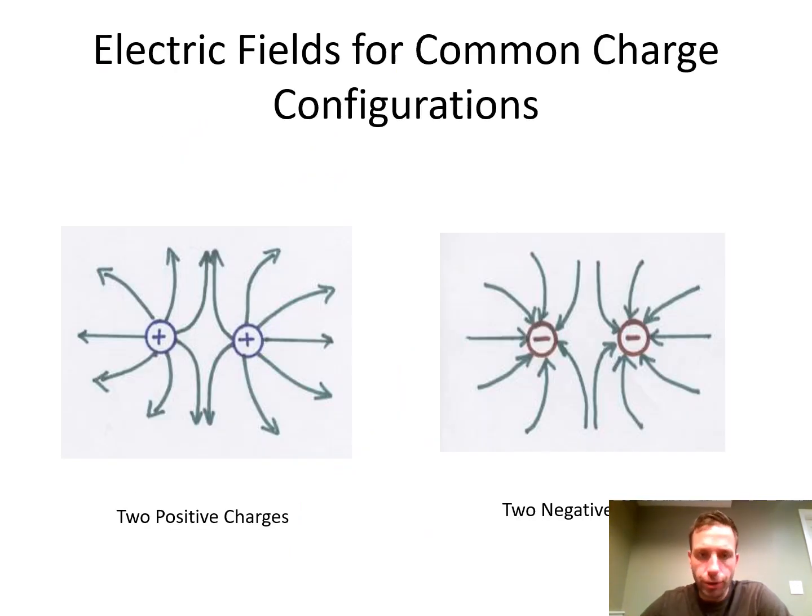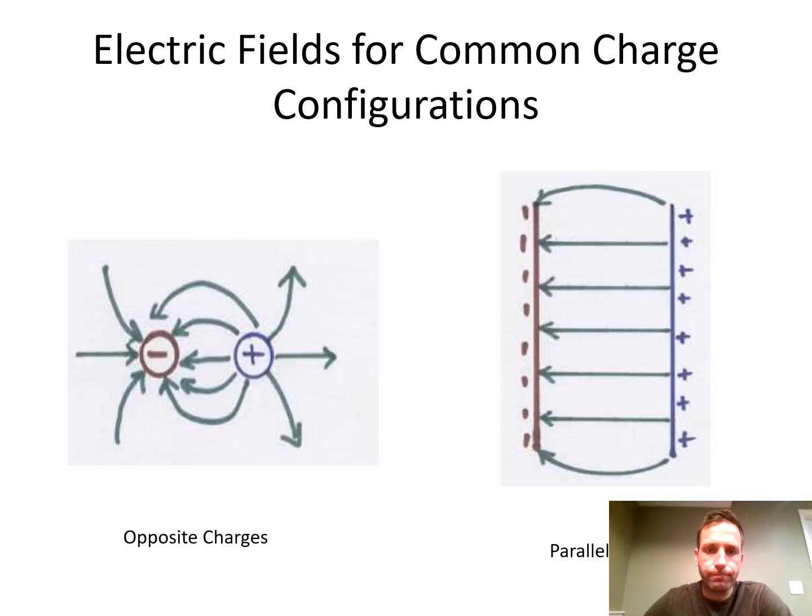Here's a better picture of what the electric field lines would look like around two positive charges or two negative charges. If we had a positive charge near a negative charge, and we placed a positive charge here, it would repel from the positive charge, but then the negative charge would start attracting it as it got closer to it, and so we end up with this curvature between the positive and the negative charges.